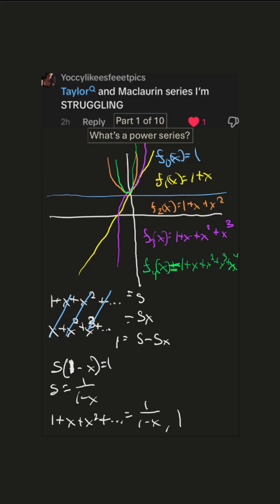But that's only when the absolute value of x is less than 1. So it's only when x is between -1 and 1. That's called the interval of convergence. Outside of that interval, it diverges. Okay, that's probably a good stopping point.